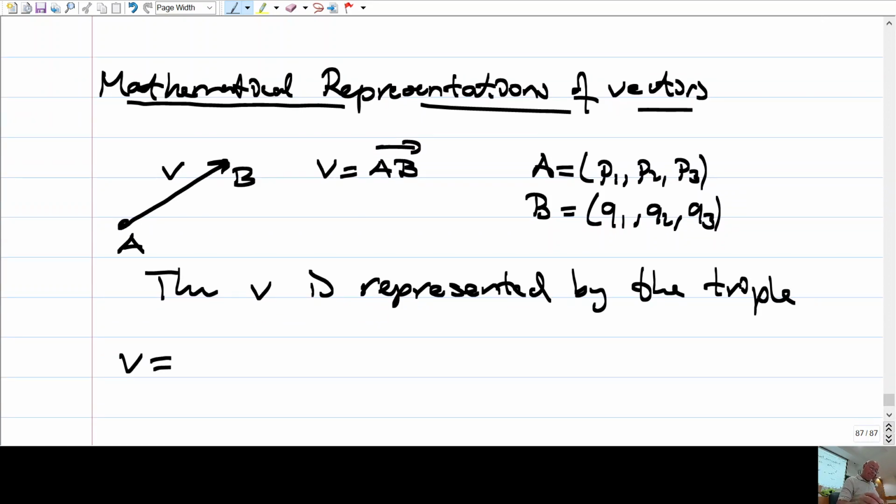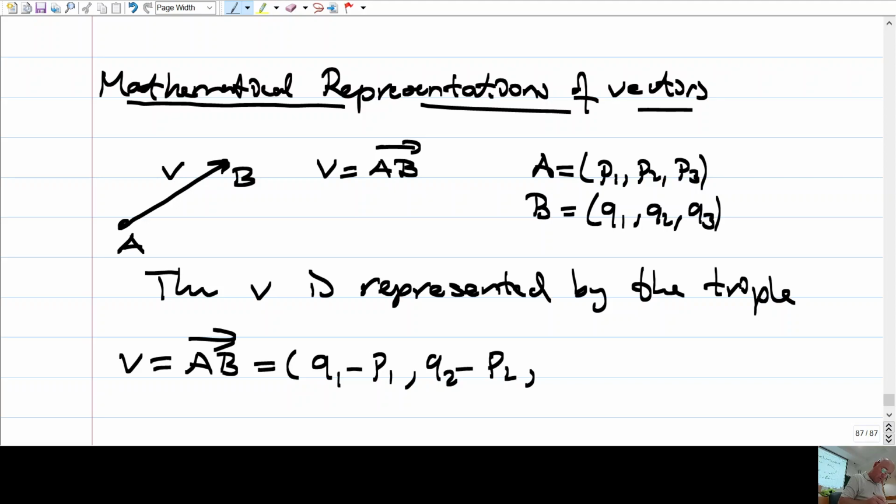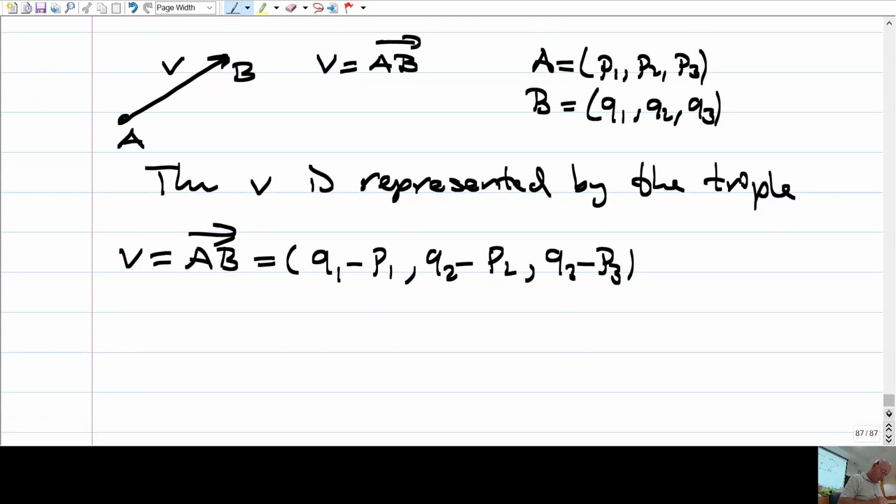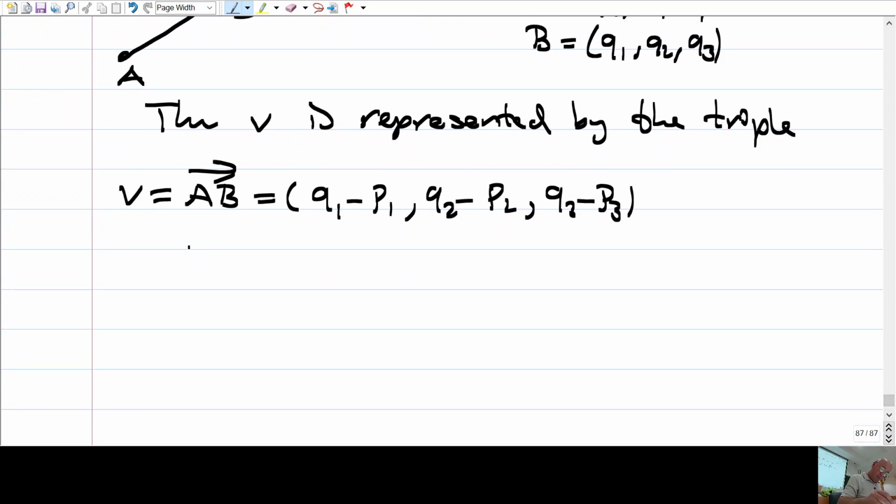So this is actually just Q1 minus P1. Okay, let me write this way, A to B, and this can be written like Q1 minus P1, Q2 minus P2, Q3 minus P3. And the justification for this can be seen as follows.